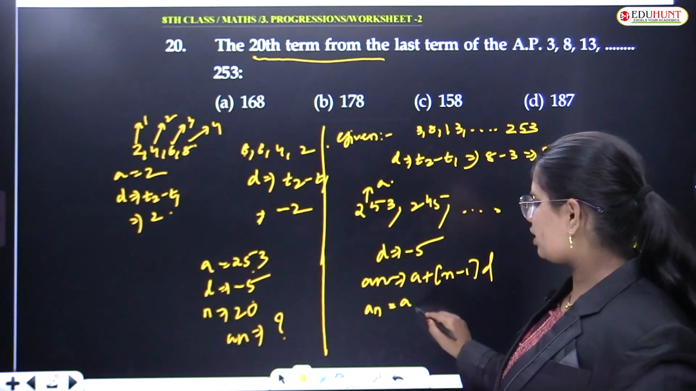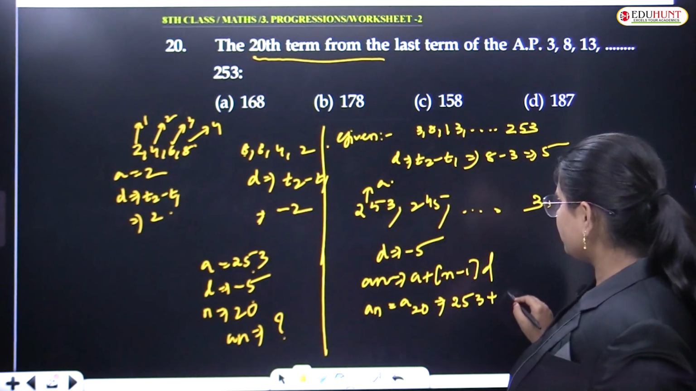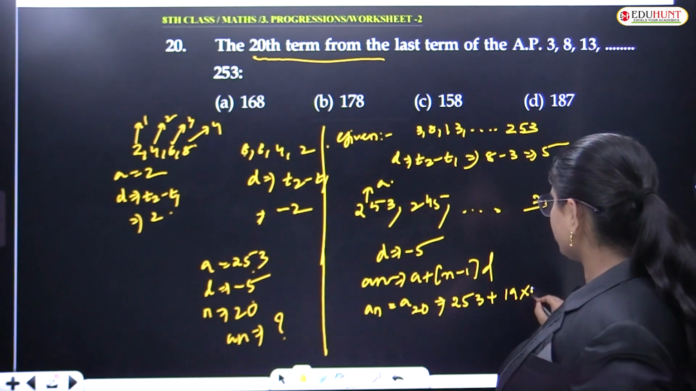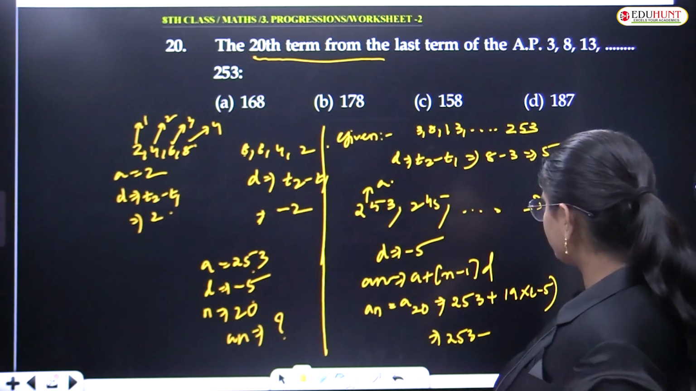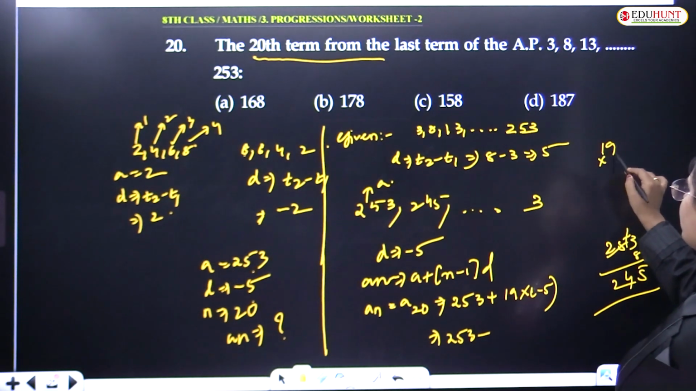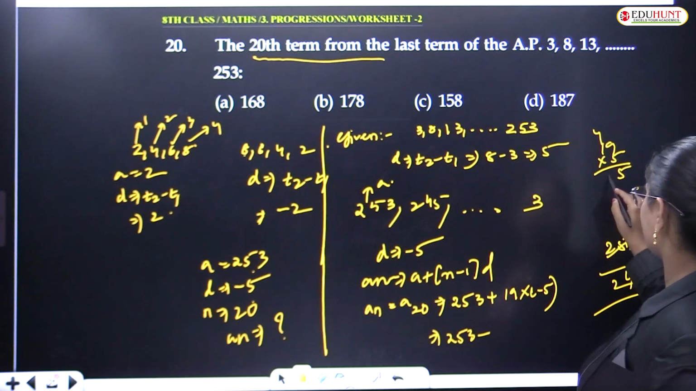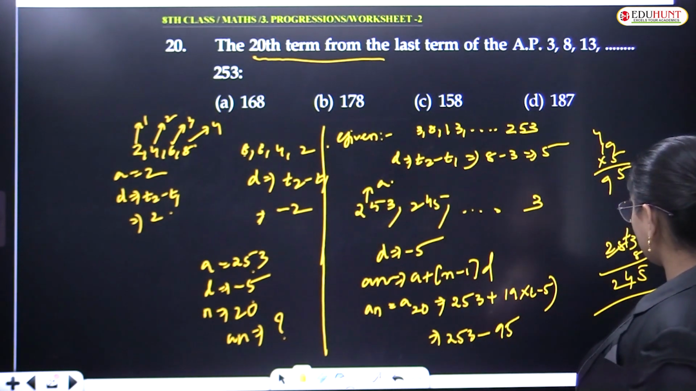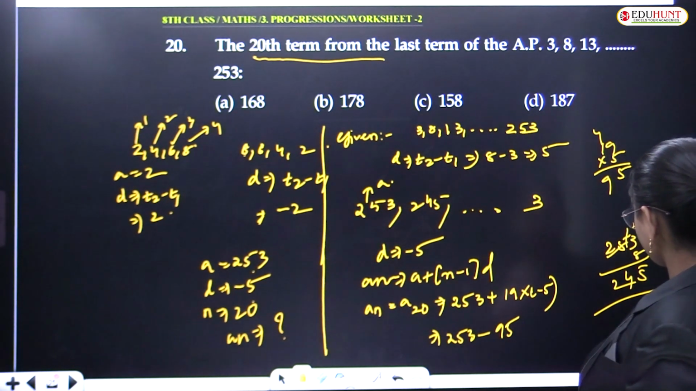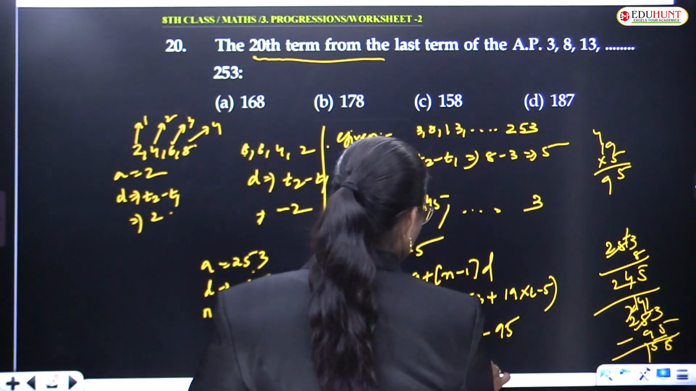An means A20 is equal to 253 plus 20 minus 1, which is 19, into the common difference minus 5. So 253 plus 19 into minus 5, that is minus 19 times 5. 9 fives are 45, 1 five is 5, 5 plus 45 is 95. So 253 minus 95 is how much? Calculate fast. It is 158. Very good.